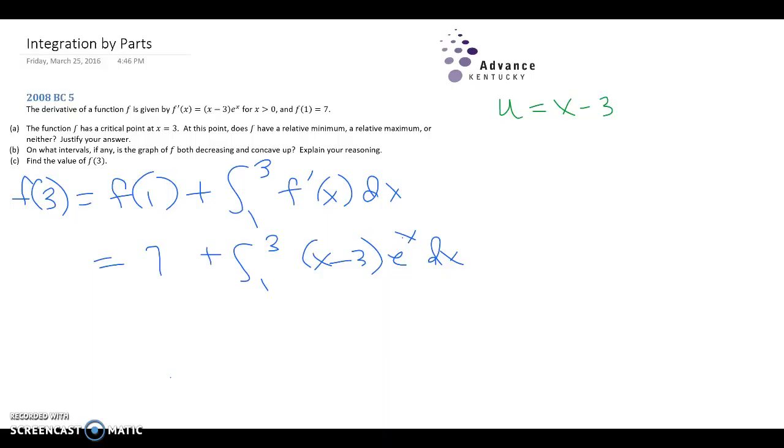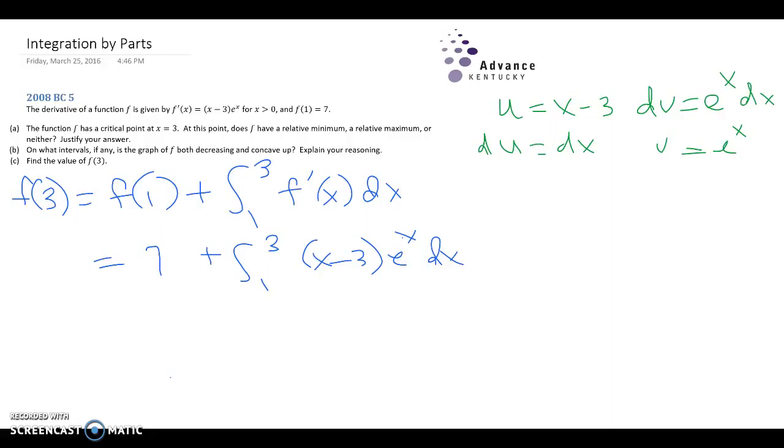The polynomial function is easy to differentiate, and it gets simpler every time I take the derivative. And I'm going to choose dv to be everything else, which is e to the x dx, the exponential function. So du would therefore have to be equal to dx, since the derivative of x minus 3 is 1. And v would be equal to e to the x, since the antiderivative of e to the x is itself.